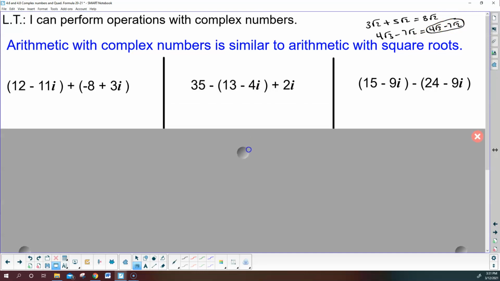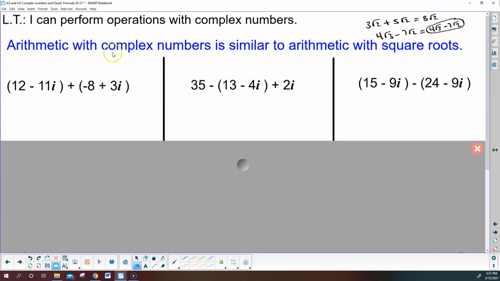So what about arithmetic with complex numbers? Those are in the form of a plus or minus bi. What can we do? Well, we can add the real portions together with the real portions, and you can add the imaginary portions, but you can't add real and imaginary. So notice this complex number here is in the form of a minus bi, and then I'm adding it to another one that's a plus bi. So the real parts a can be added together, and the imaginary parts can be combined together.